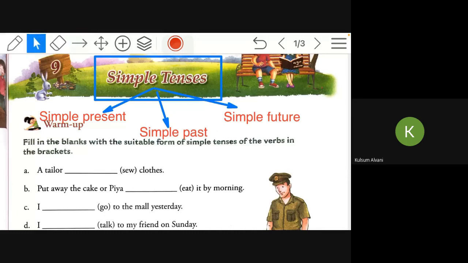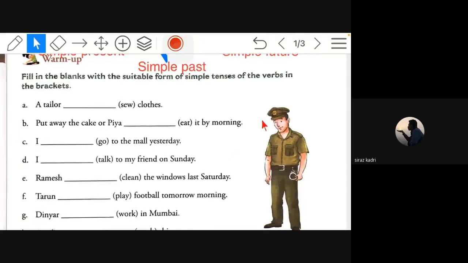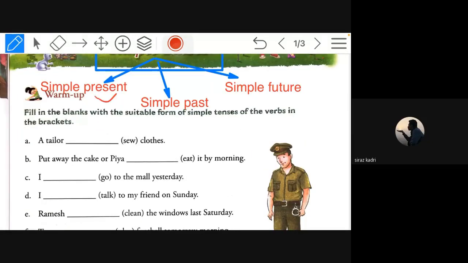Iman, Fatima, which types of simple tenses are there? Sir, there are three types of simple tenses: simple present, simple past, and simple future. Very good, beta. Thank you. Mute your mic. Now, Zoha, coming to you. Yes, sir. We have done simple present and simple past. Simple future is yet to be done.